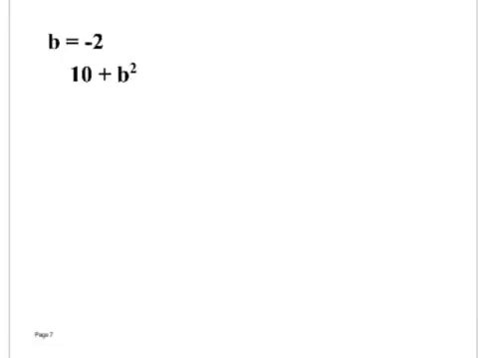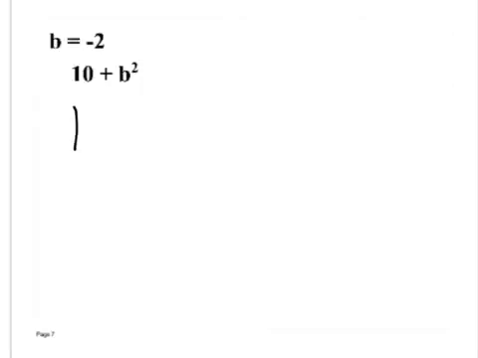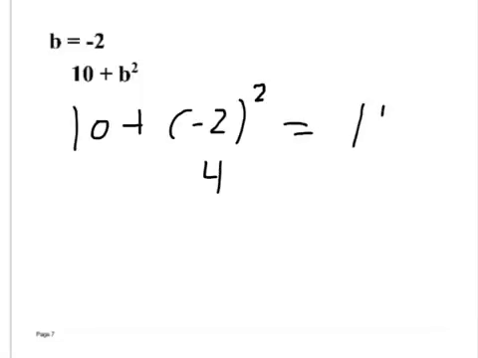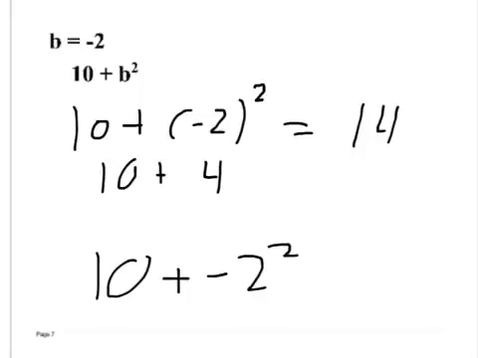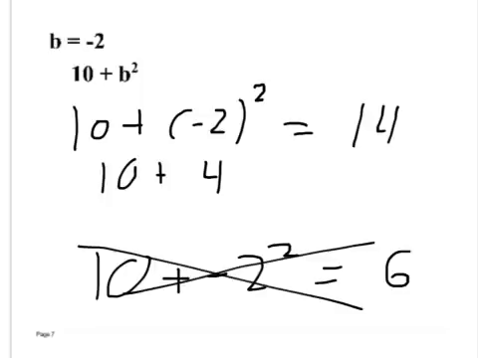b is -2. They give us the expression 10 plus b squared. So 10 plus (-2) squared. Alright, now I'm going to do it the right way first. -2 times -2 is +4. 10 plus 4 is 14. Now, if I had done it wrong, 10 plus -2 squared, this does not give me the same thing. Because what is 2 times 2? 4. What is 10 minus 4? 6. So if you had done it wrong, you would have got 6. But 6 is not the answer because it's not how it's done. Only 14 is the right answer.